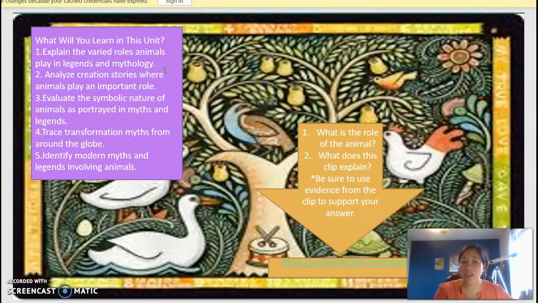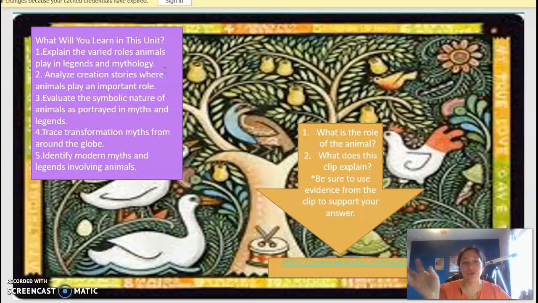We're going to evaluate the symbolic nature of animals as portrayed in myths and legends. Okay. We're going to understand that there is this unity around the world with myths. We're going to see that certain animals represent the same thing in one country versus another. Completely different cultures, completely different sides of the world, but animals still represent the same thing. And it still represents that same thing to this day. Crazy, right? And then we're going to identify modern myths and legends involving animals.